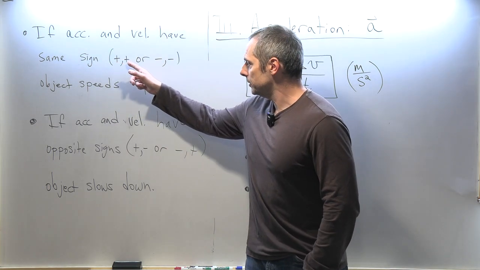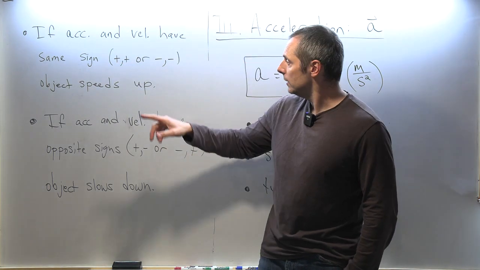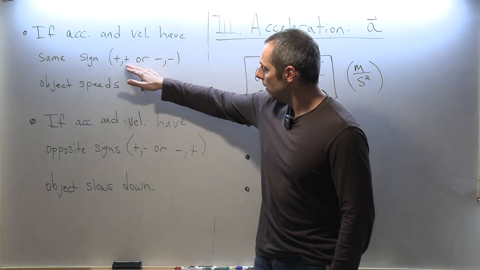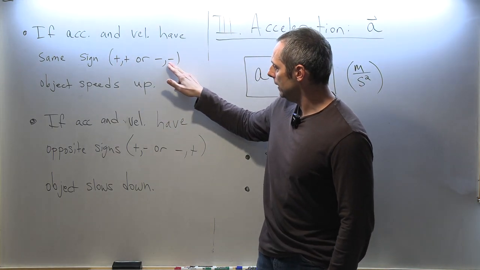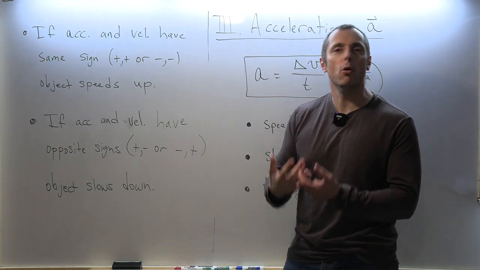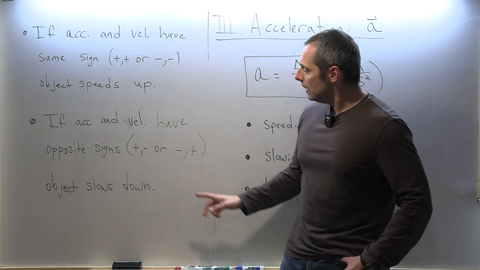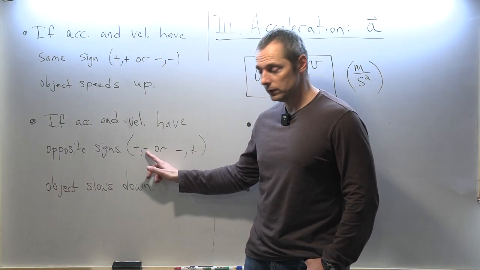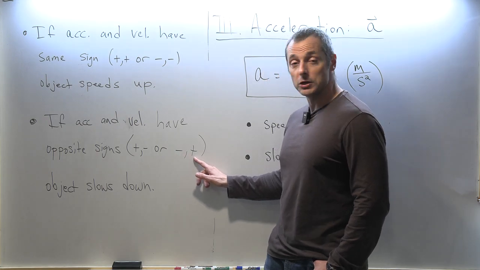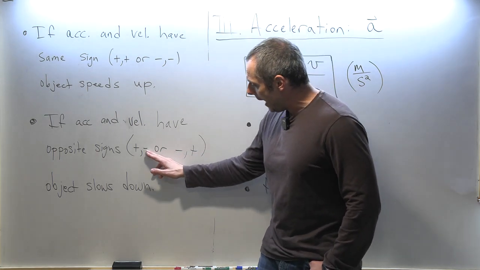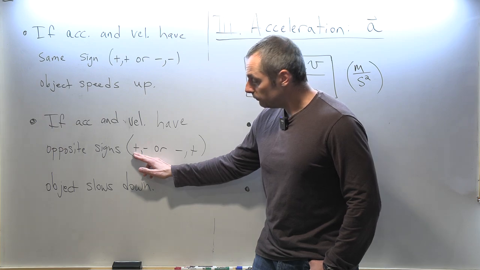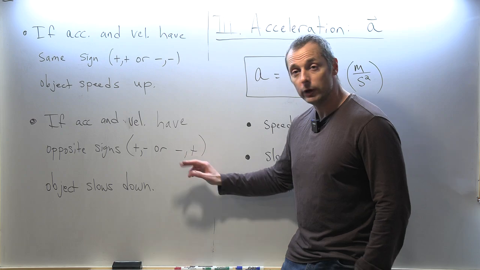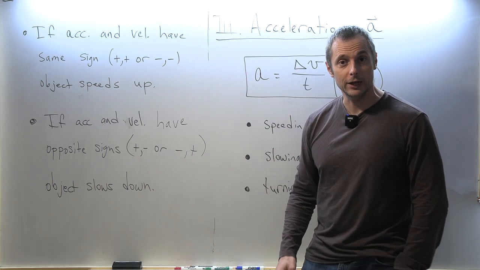So, positive acceleration, positive velocity speeds up. Negative velocity, negative acceleration also speeds up. You're gaining what you already have, so you're getting more of that velocity, you're speeding up. But if they have opposite signs, like the velocity is positive and the acceleration is negative, or the velocity is negative and the acceleration is positive, you're adding the opposite of what you have, your number's getting smaller, you're slowing down. Okay?